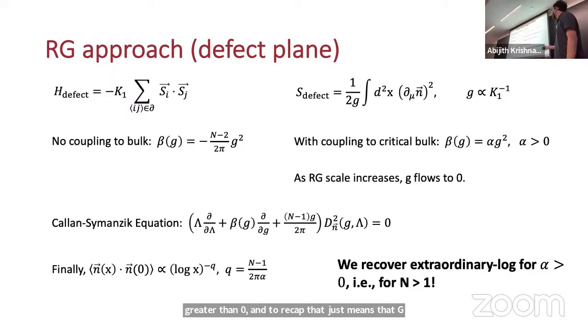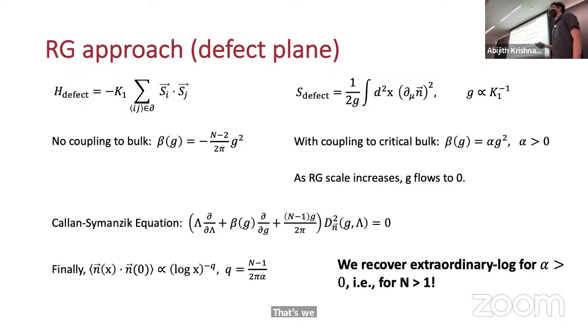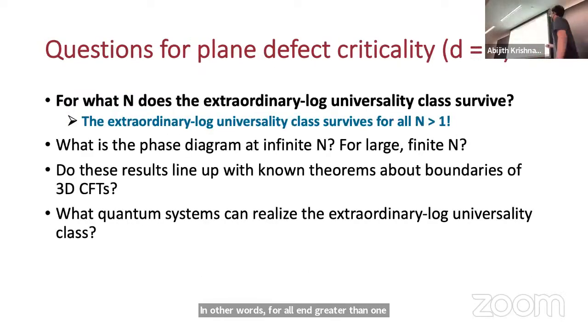When we substitute this into the Callan-Symanzik equation, we end up getting this 1 over log x to the q correlation function. And we find that q is equal to n minus 1 over 2 pi alpha. And that was the relationship that you were looking for between S and q. Thus, we recover the extraordinary log universality class for alpha greater than 0, or in other words, for all n greater than 1. So yes, we've answered that the extraordinary log universality class survives for all n greater than 1.